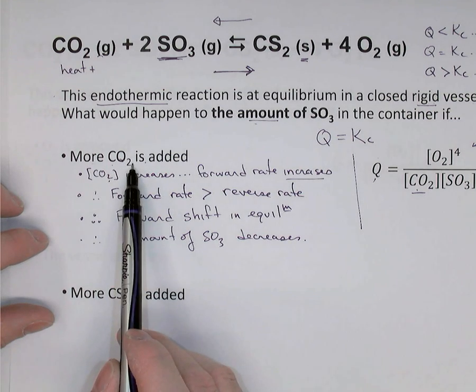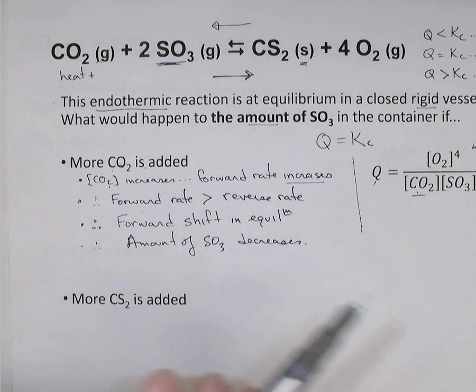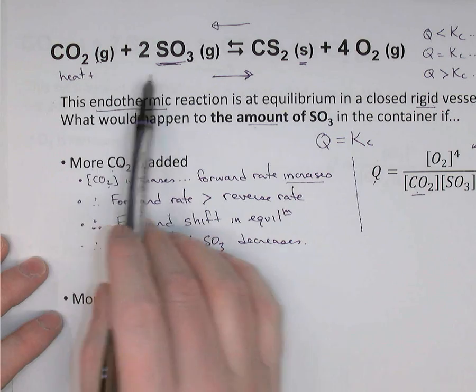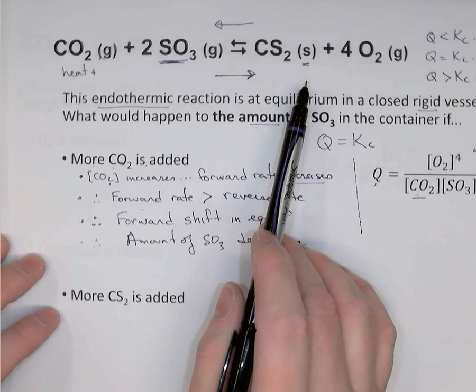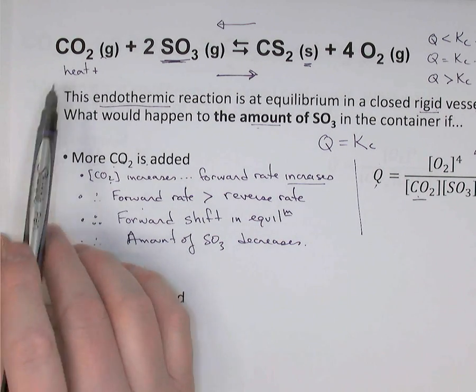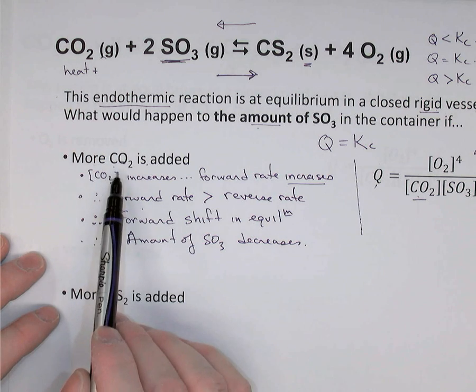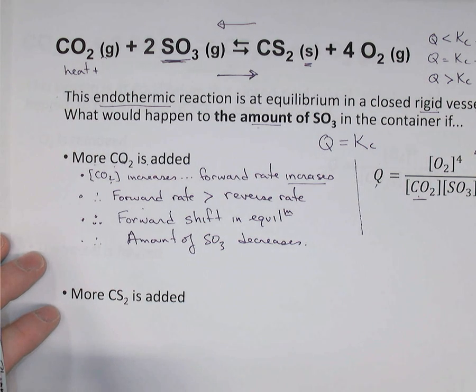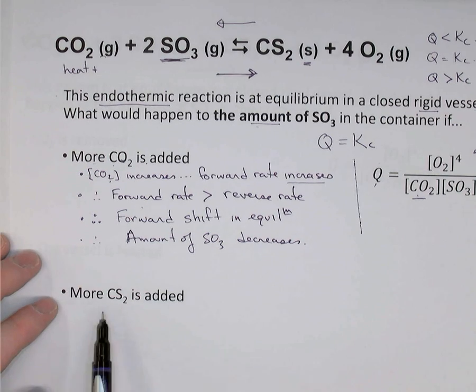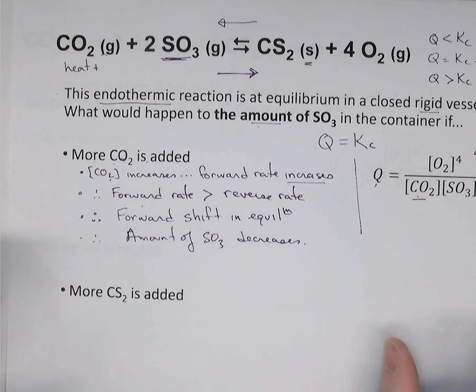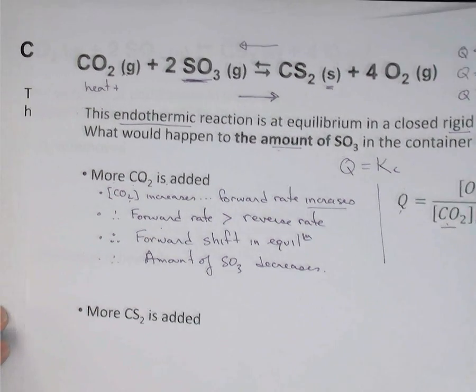Same thing back here. If we added CO2, the reaction we said would shift forward to get rid of the extra CO2, but when the new equilibrium is reached, there's still going to be more CO2 than there was before we added some. If you added CS2, well, it's a bit different because there was no shift in equilibrium there.